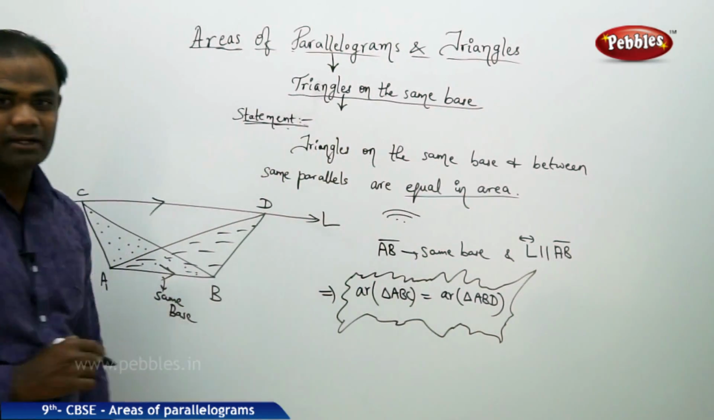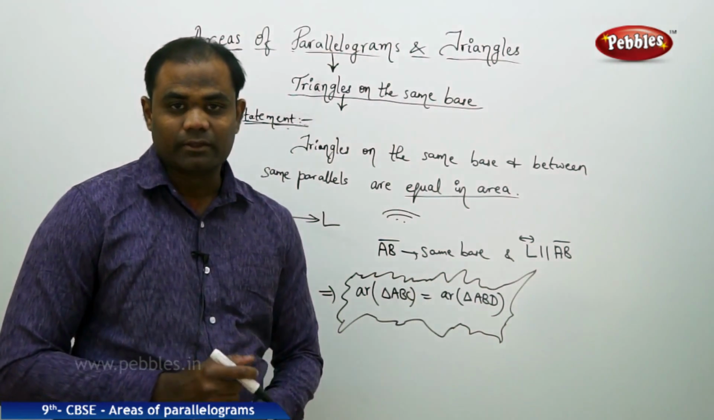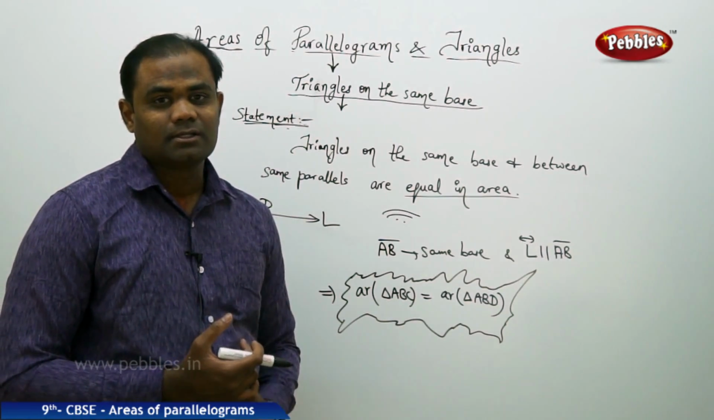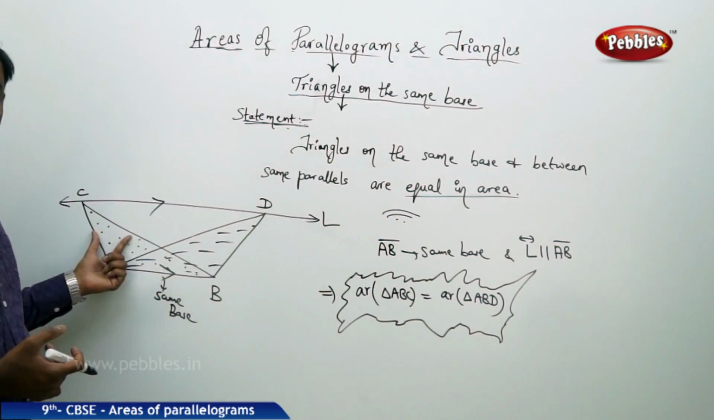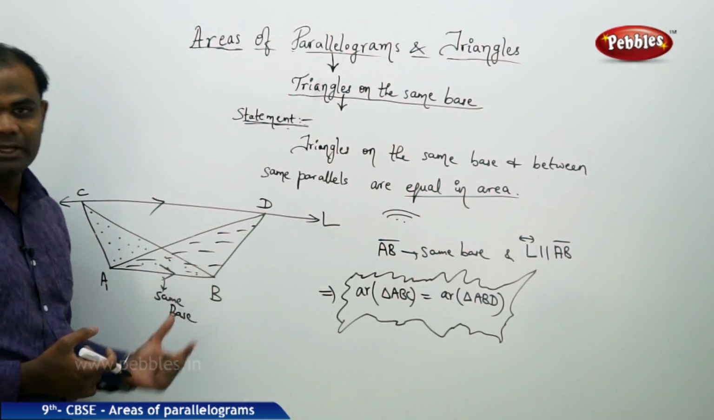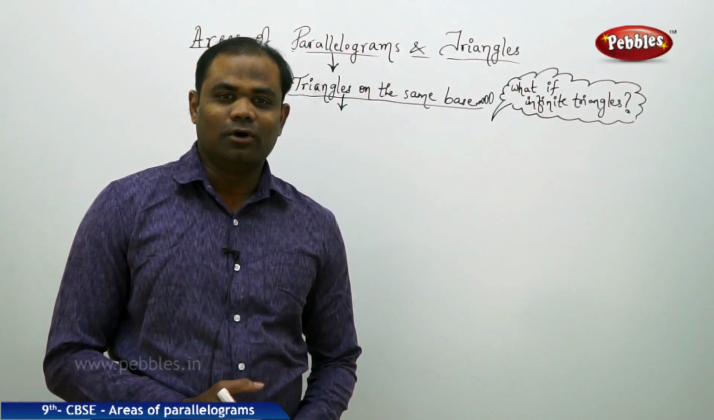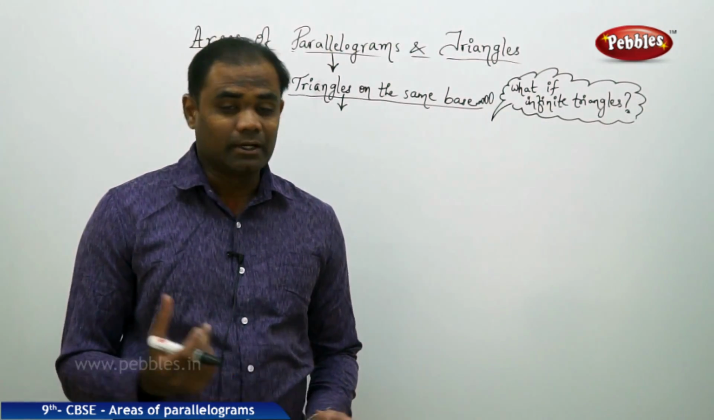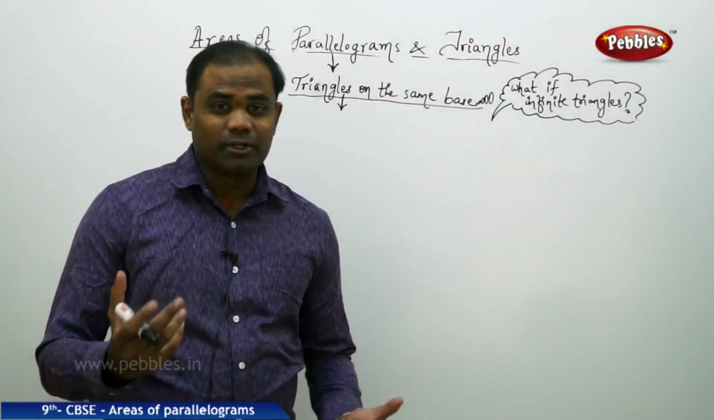Is how we understand the area of two triangles being equal when they are on the same base and between the same parallels. Is how we understand the property of two triangles with the same areas between same base and between same parallel lines. Now that we have discussed that two triangles on the same base and between same parallels are equal in area, now comes the question: what if there are more than two triangles?